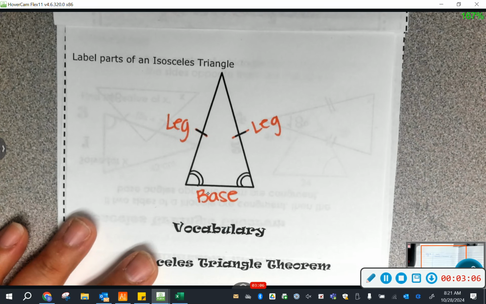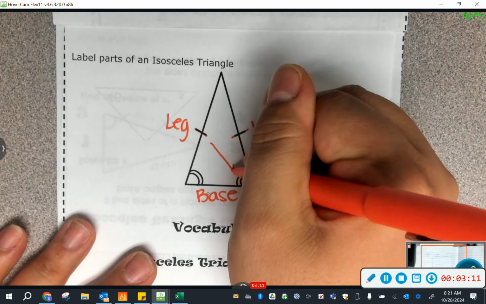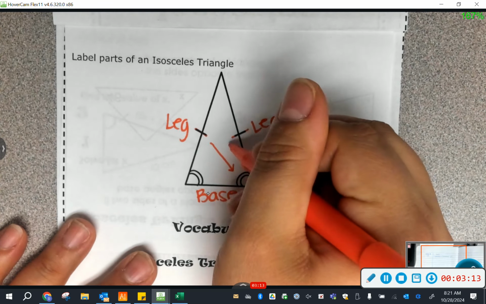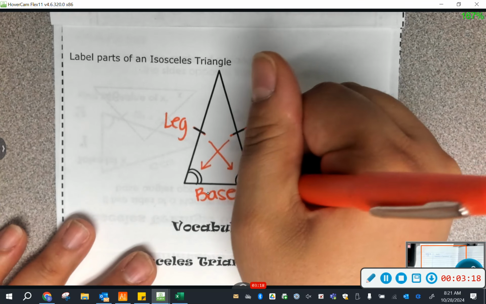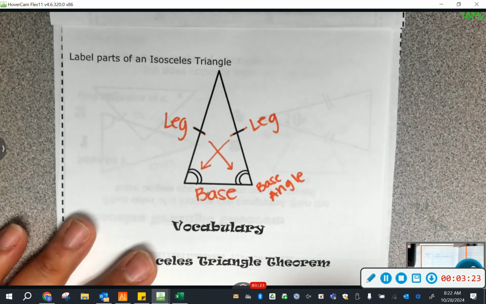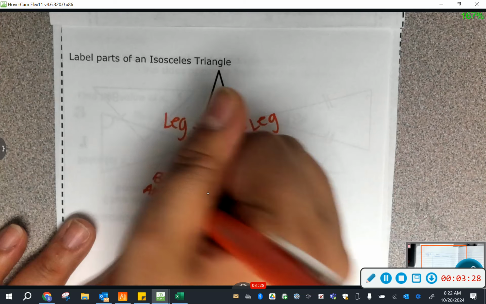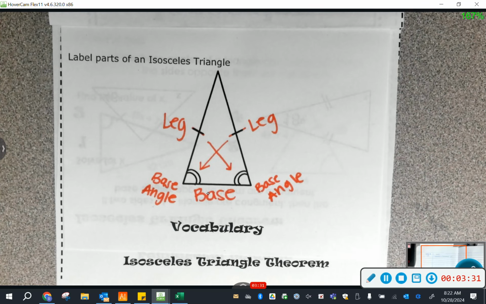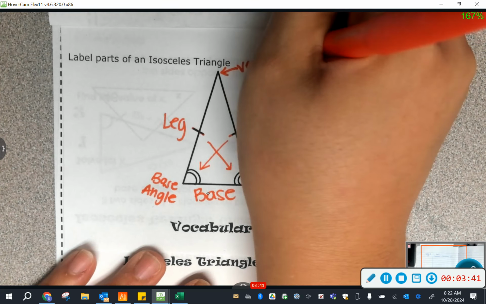And what's special about an isosceles triangle is if you have 2 sides the same, right across from them, you have 2 angles that are the same. These are called your base angles. So this is a base angle, and this is a base angle. What about the angle that's not the same? Where is that? Up top? That is called the vertex.